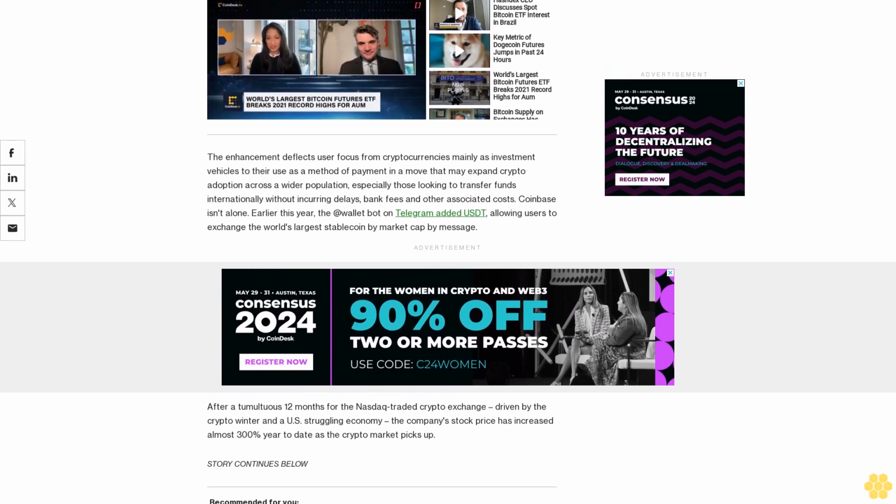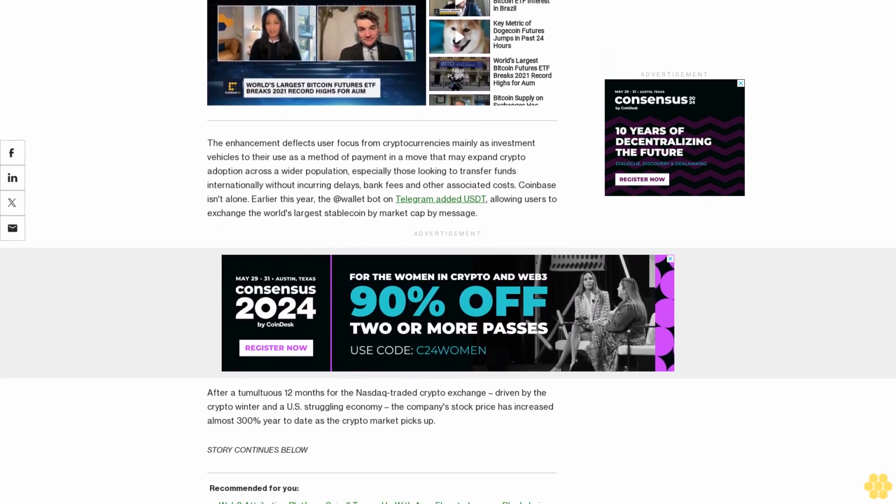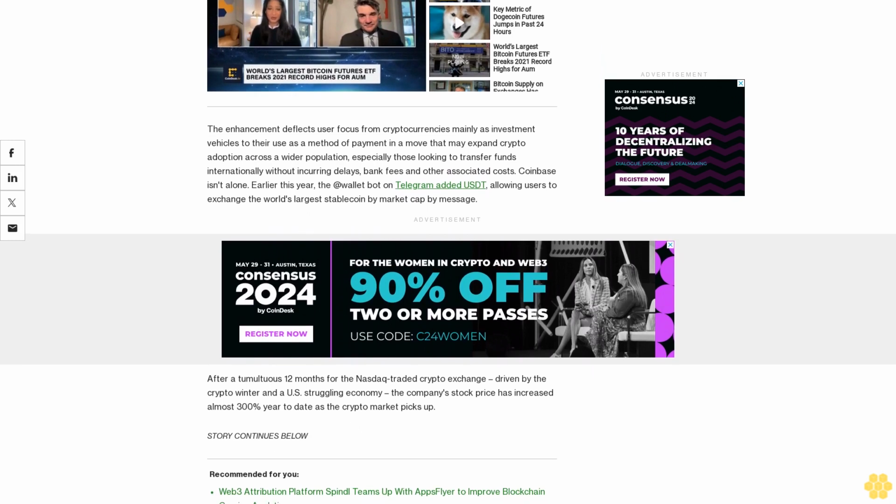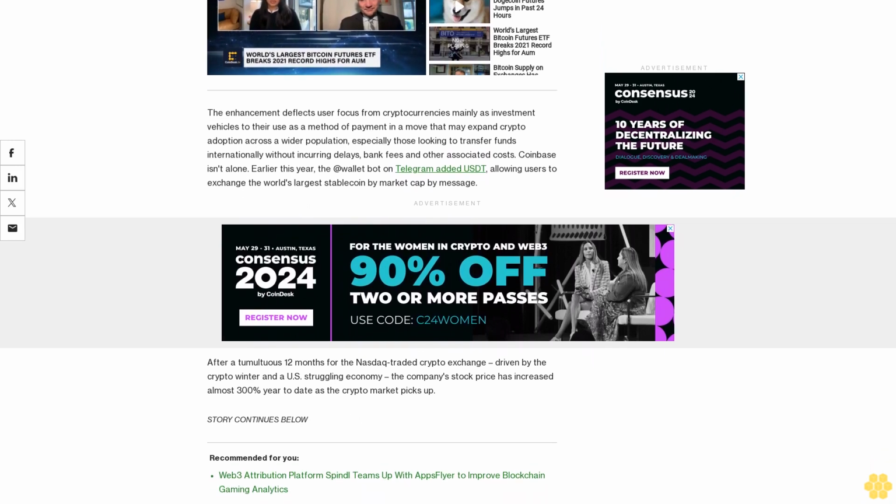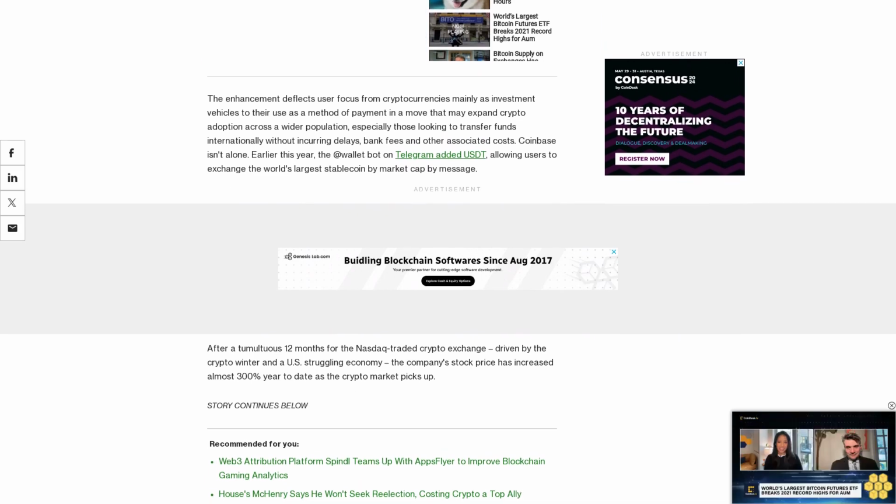In about a month, the Securities and Exchange Commission (SEC) is expected to approve or deny spot Bitcoin exchange-traded funds (ETFs) from various applicants, including BlackRock, Fidelity, Franklin, and others.